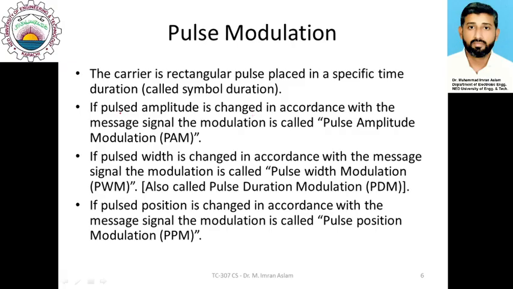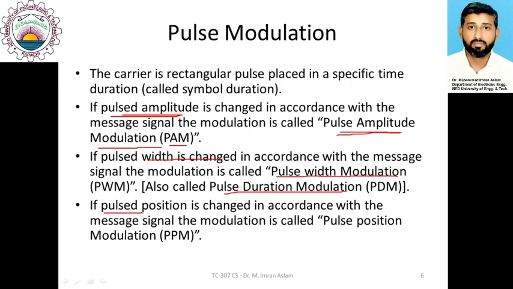So if we change the amplitude of the pulse in proportion or in accordance with the message signal, in that case this is called pulse amplitude modulation, or PAM. If pulse width is changed in accordance with the message signal, in that case this is called pulse width modulation. Sometimes we call it pulse duration modulation. So both of these represent the same thing, whether you call it pulse width modulation or pulse duration modulation.